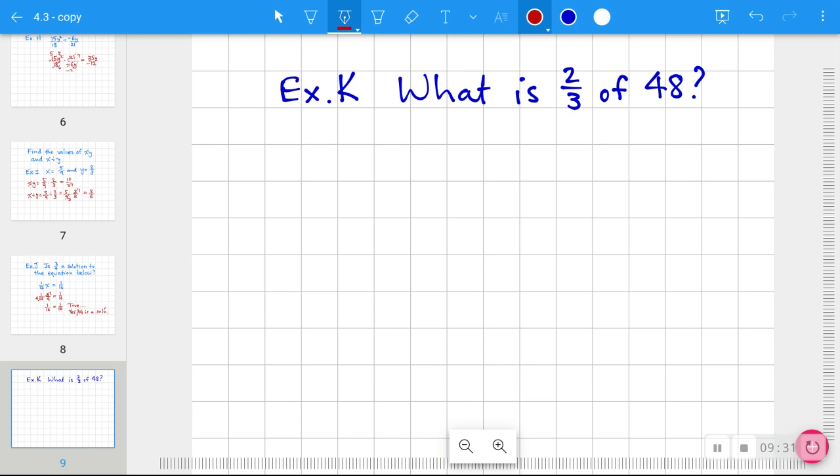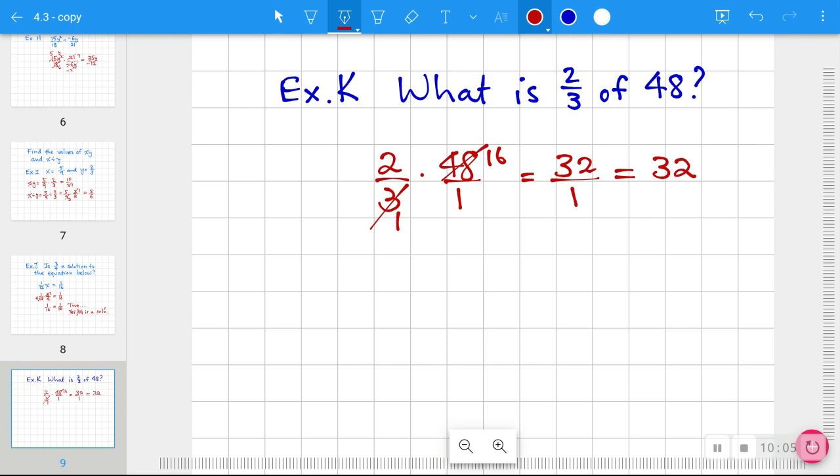Okay, last example here, example K. They want to know what 2/3 of 48 is. Well, the word of in this context, in the context of a fraction, means times. So we're just multiplying 2/3 times 48. You have to supply a denominator. And this one also cross cancels, divide by 3 and divide by 3. And you end up with 32 over 1 times 1, which is just 1, and we're going to leave the denominator off since it's just a 1.